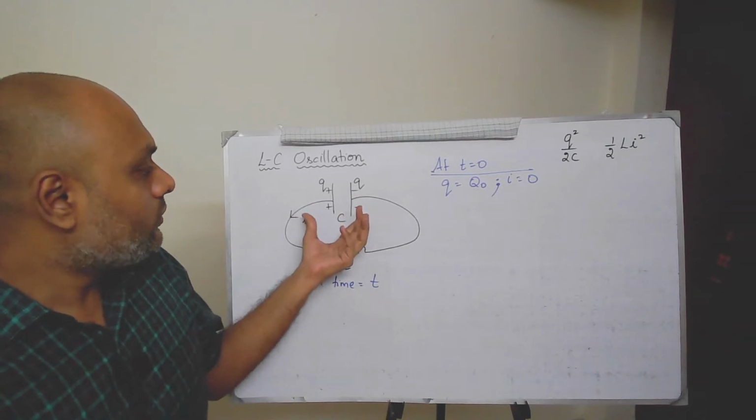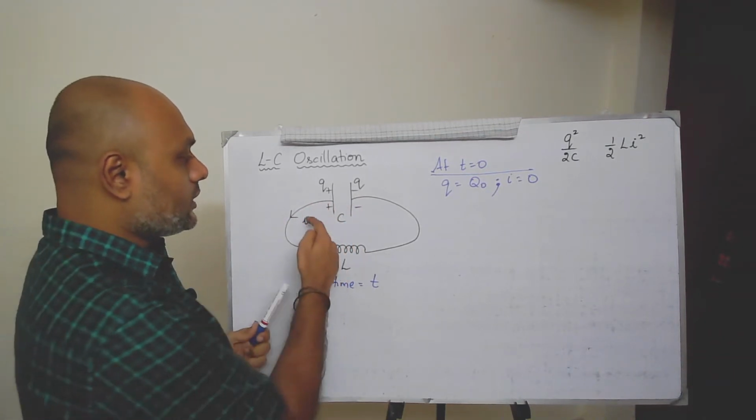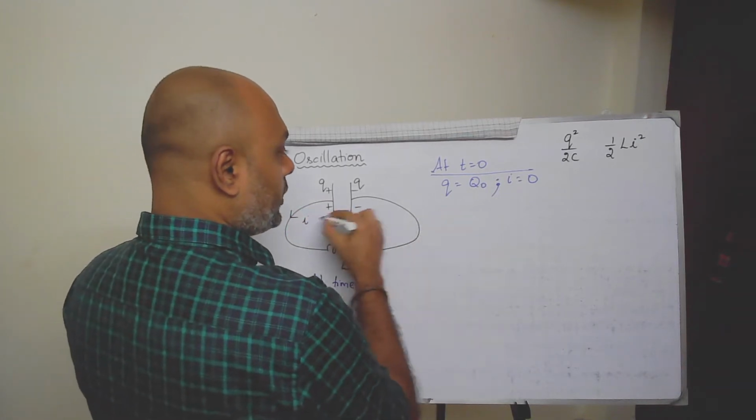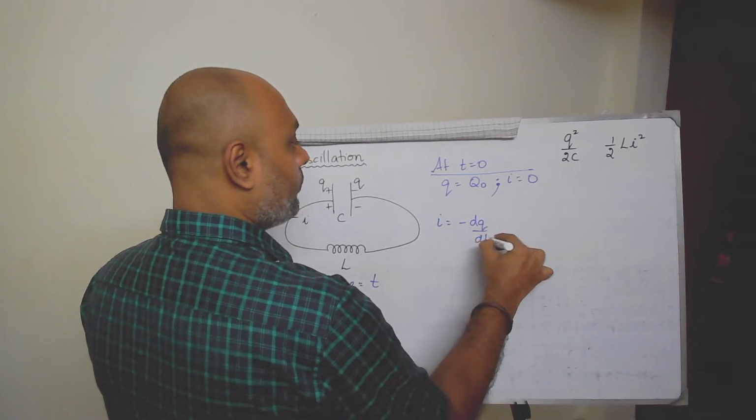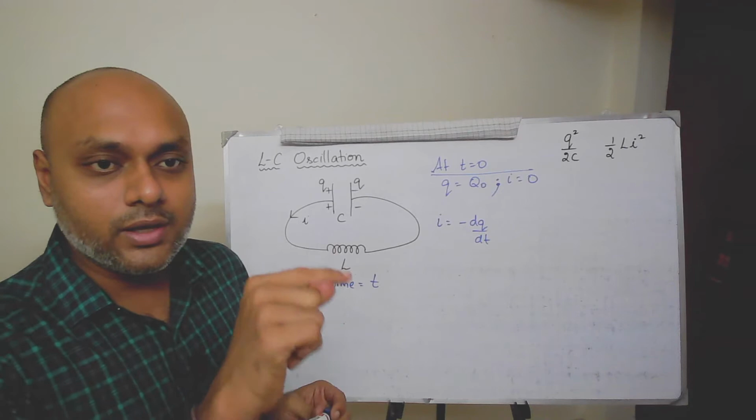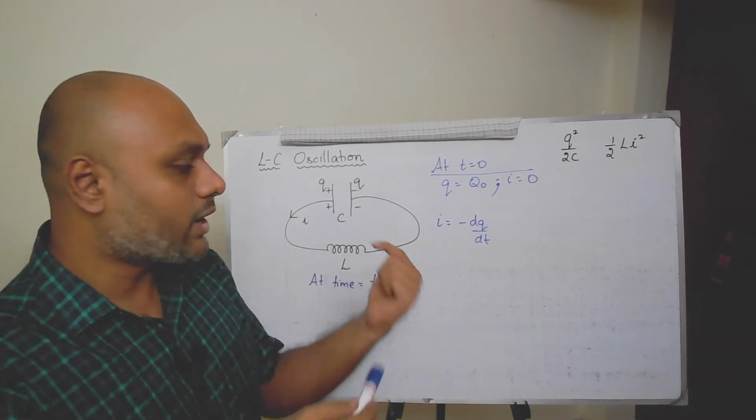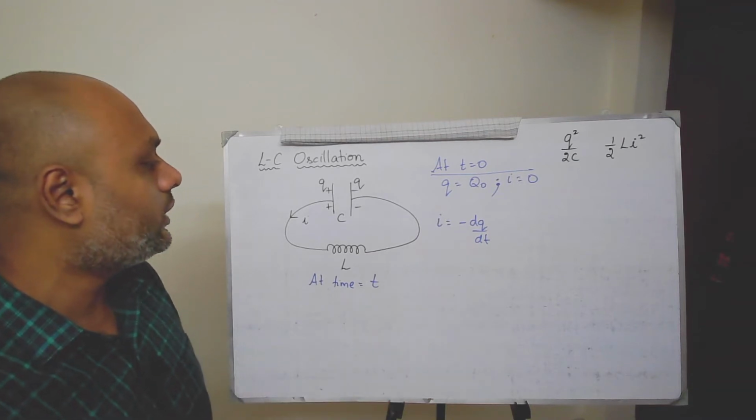Now what we'll do is note that this current is flowing out of the positive plate of the capacitor. So I flowing out of the positive plate of the capacitor, this I will be equal to minus dq by dt. So if current enters the positive plate of the capacitor, we will write I equal to plus dq by dt, whereas if current flows out of the positive plate of the capacitor, we will be writing I equal to minus dq by dt.